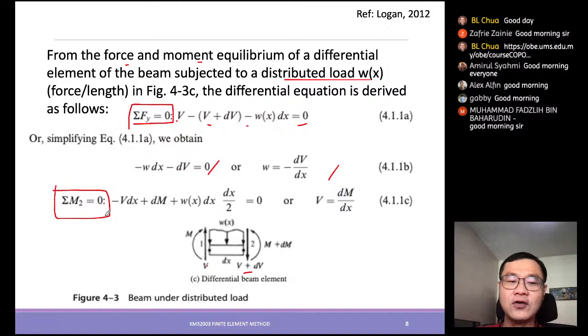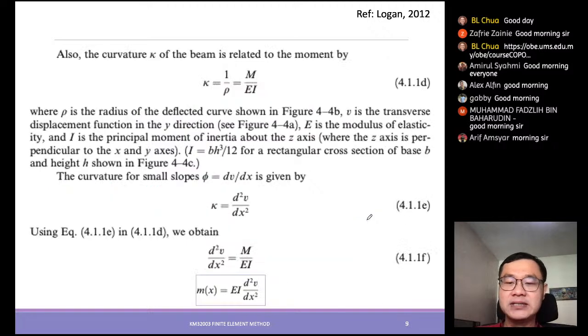Same thing for the moment: take moment at node number 2, so the summation of moments should be given by V multiplied by the length, dV, then dM, the change due to the moment, plus the contribution due to the distributed load, as such. The summation of them should equal 0. From there we can simplify such that V equals dM over dx.